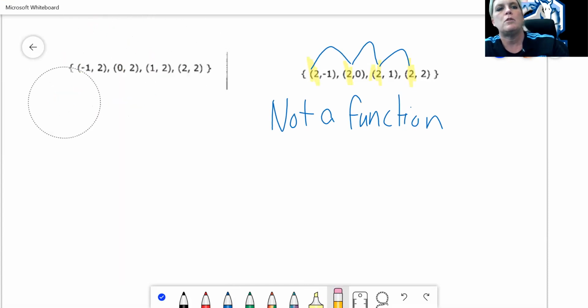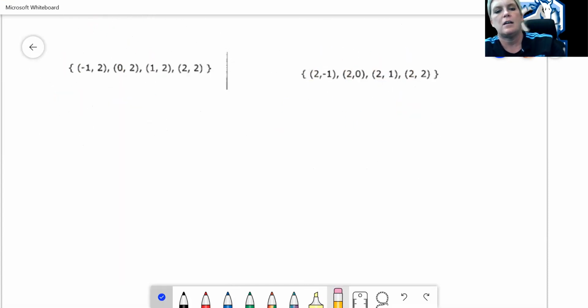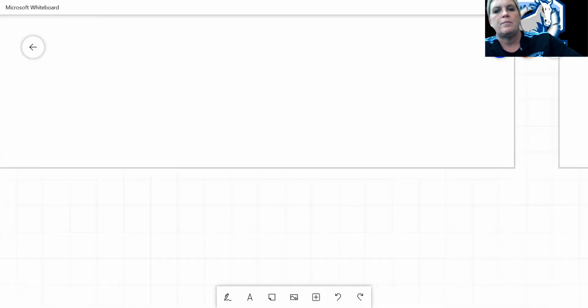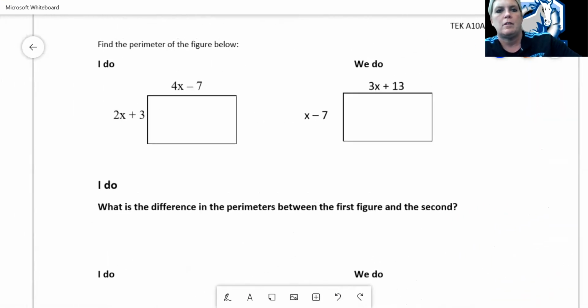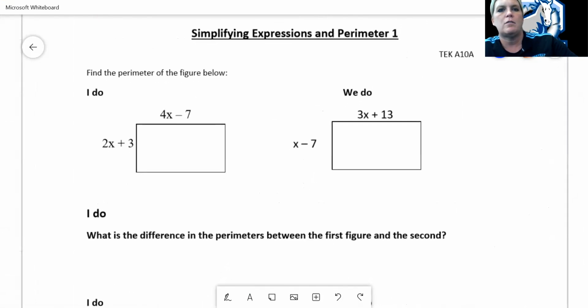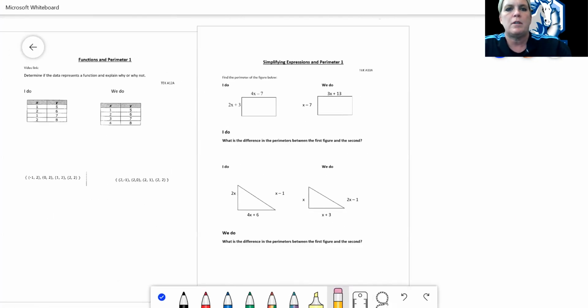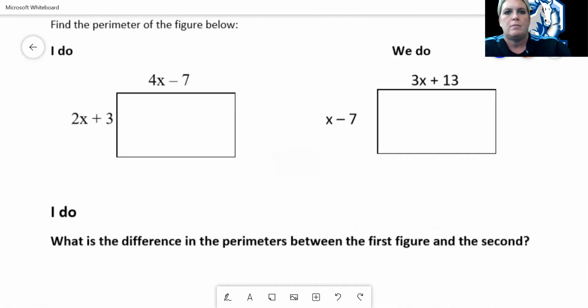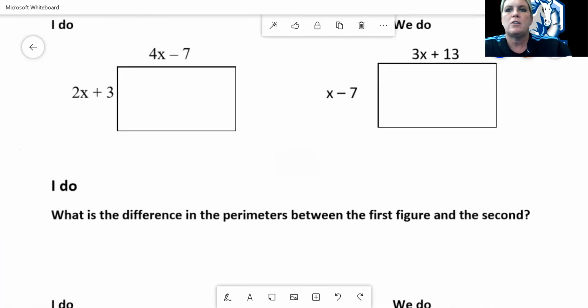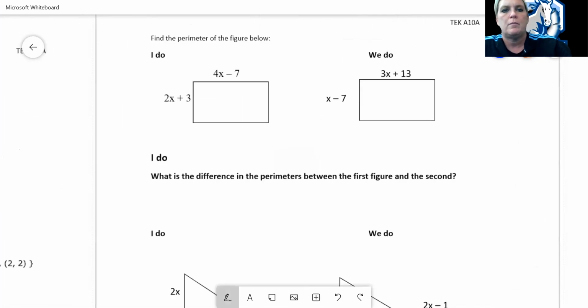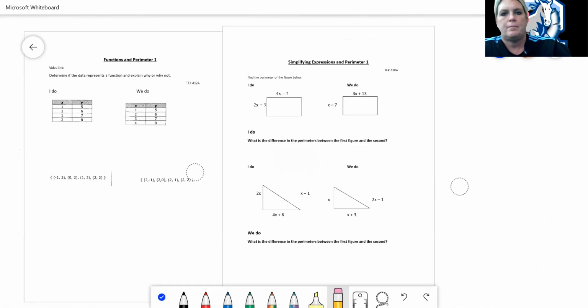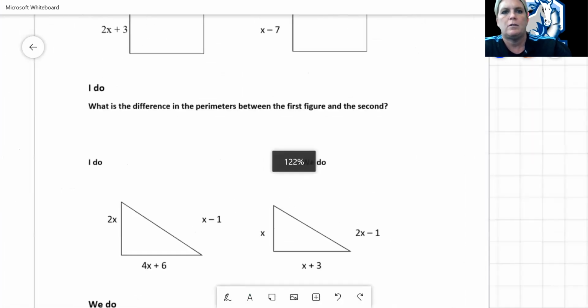Let me erase my board. Let's look at the next type that we are going over. All right, this time we are going to figure out the perimeter of the figure and then the difference between them. So the first thing we need to remember is that we need to make sure we know how to find the perimeter.